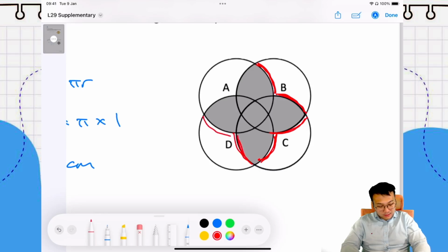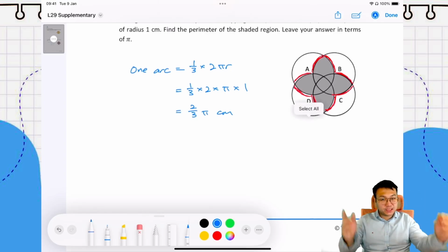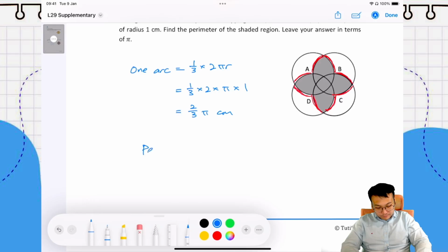8. Yes, 8. We have 8 of the half arcs. Now 8 of the half arcs equals how many complete arcs? 4. Yes, then we say it's 4 arcs. So what's the answer in terms of fraction and in terms of pi?